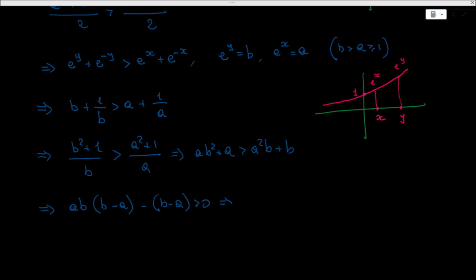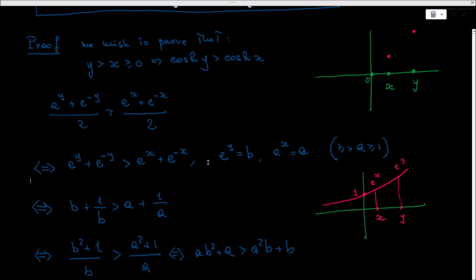And again, by factoring b minus a, what we got is ab minus 1 that multiplies b minus a. This should be larger than 0. So in other words, we can also reinvert all these arrows, because they are sufficient and necessary conditions. So if we prove that this last inequality is correct, we can finally prove the initial statement.